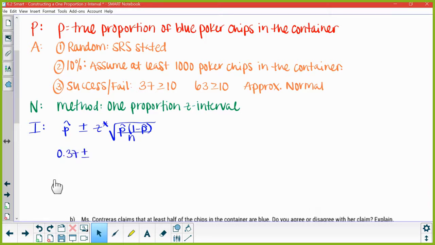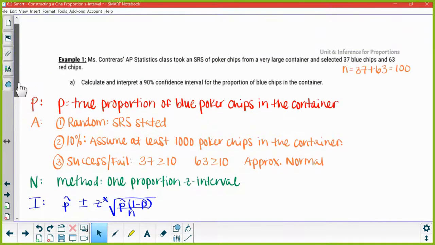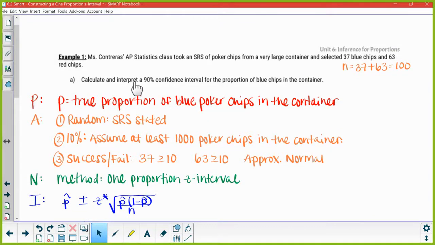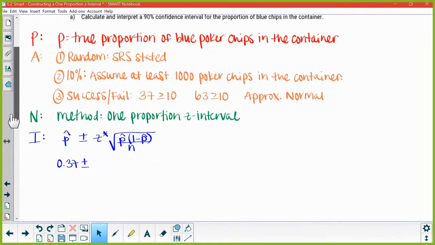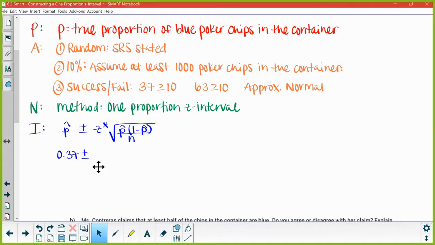So I'm going to go ahead and fill in 0.37. And you do want to work in proportions. Working in percents or whole numbers tends to get confusing. Change it to a decimal, 0.37. Now, Z star, we can reference back to what we just did in calculating Z star values. We are doing a 90% confidence interval. So when I'm doing a 90% confidence interval, my Z star value is 1.6449.